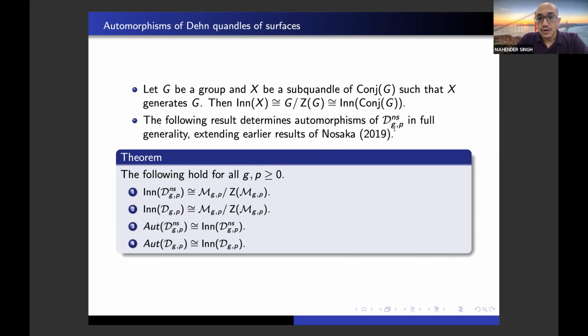Okay. So the case when you don't have punctures was already considered by Nosaka in his earlier work. So what we do is that we include punctures, and the arguments are a little similar. But basically, all this follows from this simple observation.